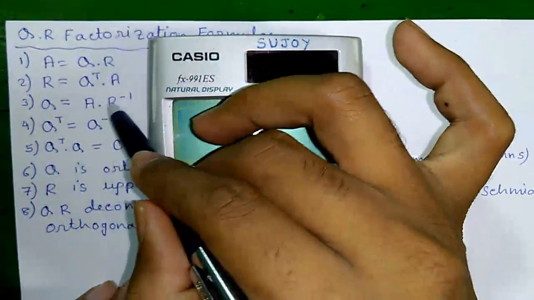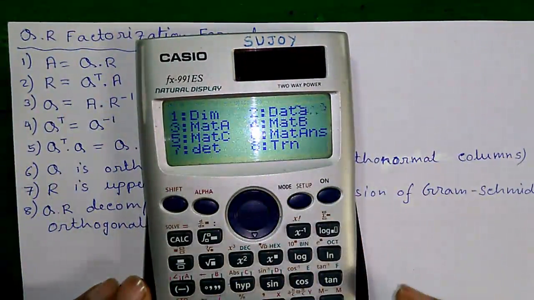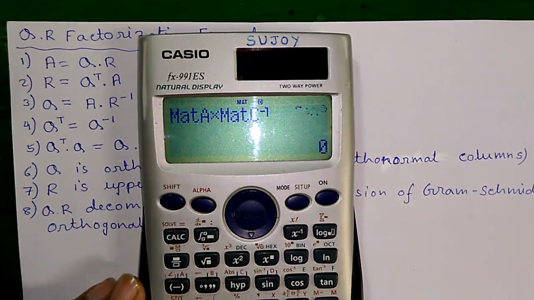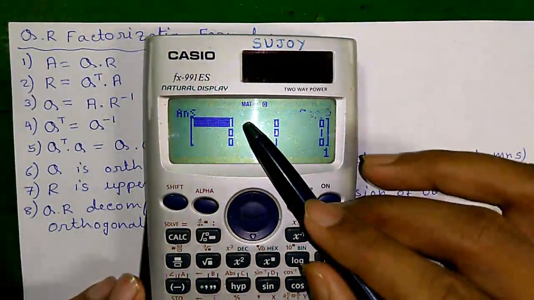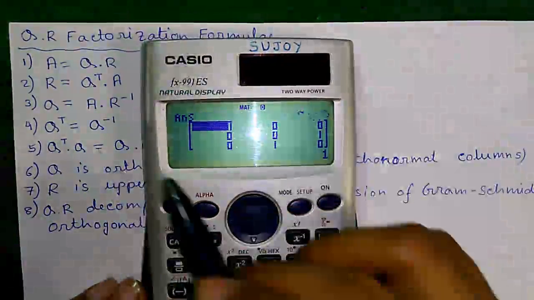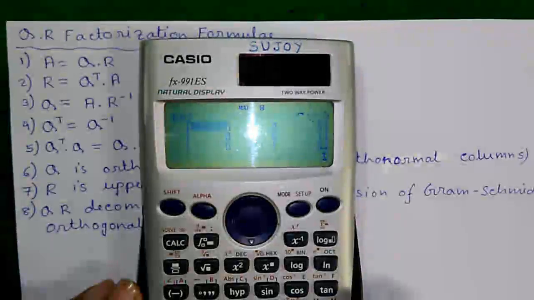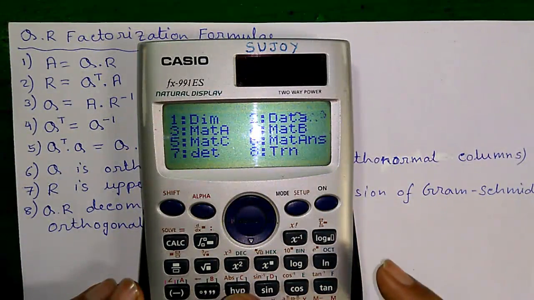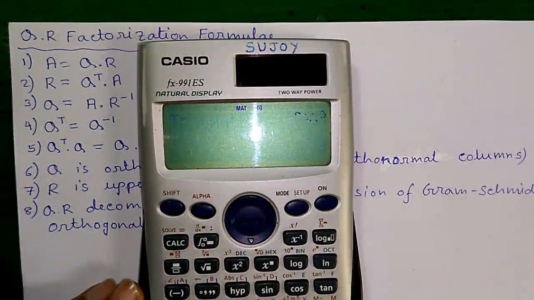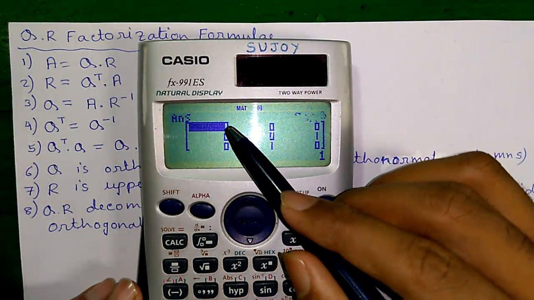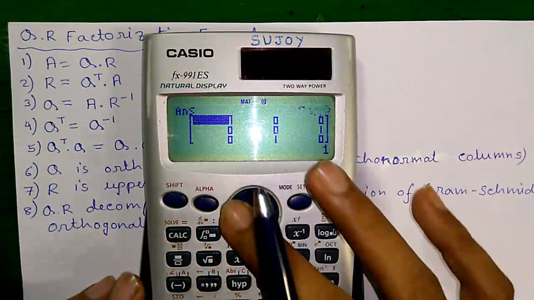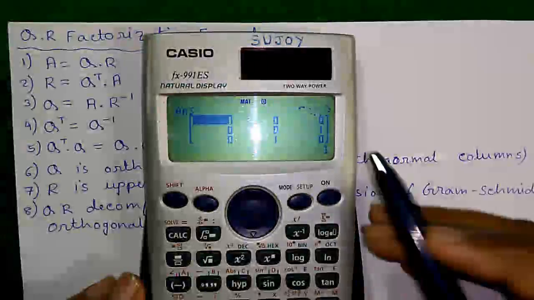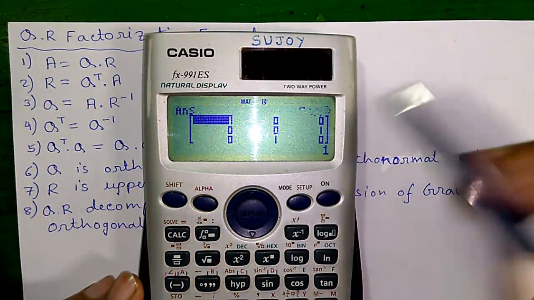Third property, Q equals to A into R inverse. So matrix A into R is matrix C inverse. That's equals to Q. 1 0 0, 0 0 1 and 0 1 0. Fourth property, Q transpose equals to Q inverse. Q transpose is 1 0 0, 0 0 1 and 0 1 0. Let's find out Q inverse. Press equals to. That is 1 0 0, 0 0 1 and 0 1 0.